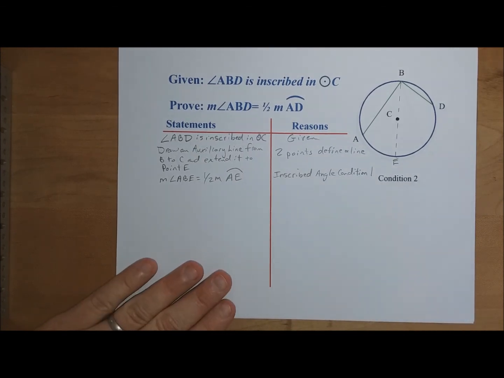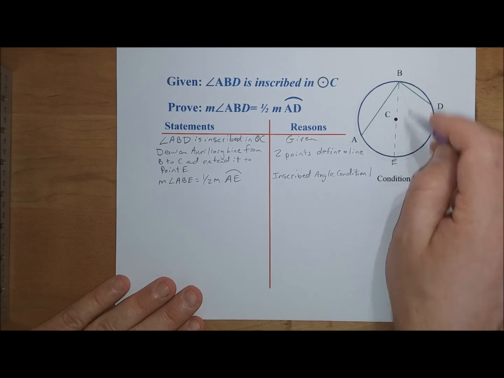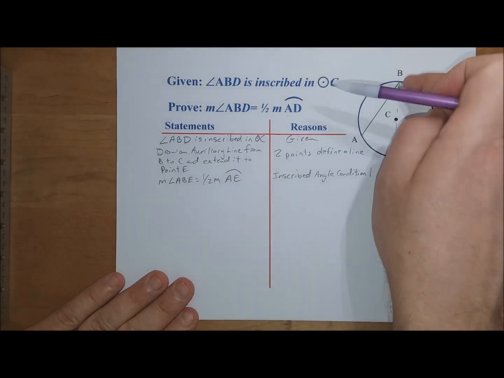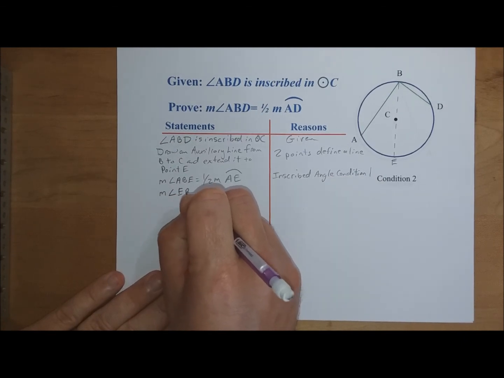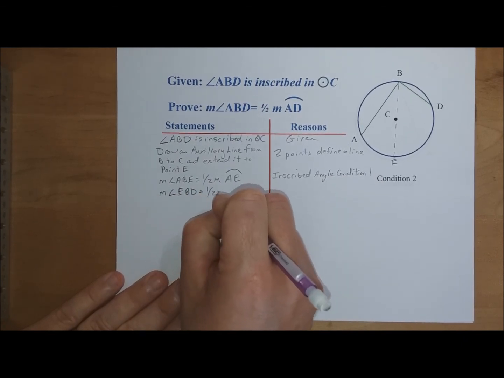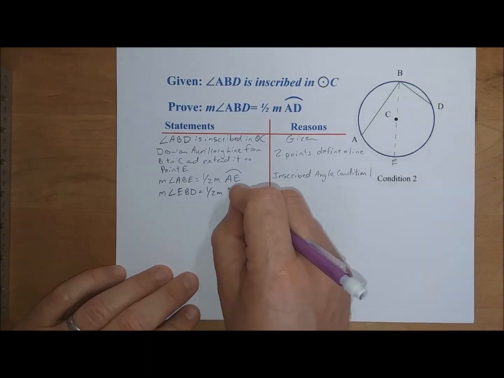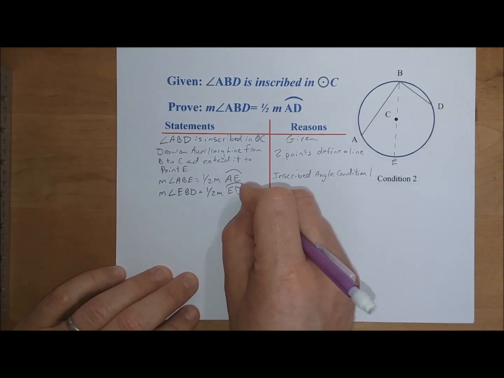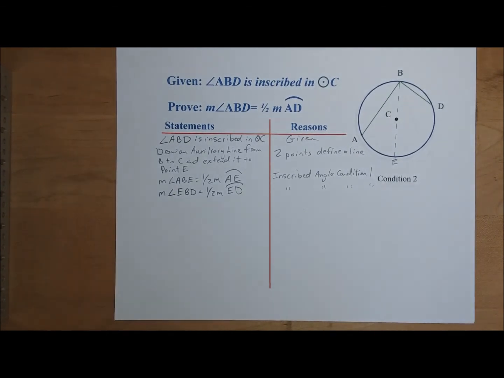All right, good. I think I see the same condition here with angle EBD. That is an inscribed angle as well, so I could say the measure of angle EBD equals 1/2 the measure of the arc that it intercepts, which is arc ED. Good. Okay, inscribed angle condition 1, same reason. Good. Okay, where are we going to go with that?